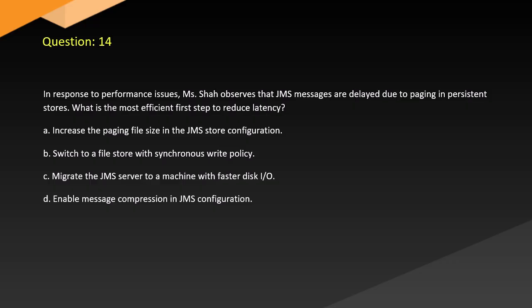Question 14. In response to performance issues, Isha observes that JMS messages are delayed due to paging in persistent stores. What is the most efficient first step to reduce latency? A. Increase the paging file size in the JMS store configuration. B. Switch to a file store with synchronous write policy. C. Migrate the JMS server to a machine with faster disk I/O. D. Enable message compression in JMS configuration.